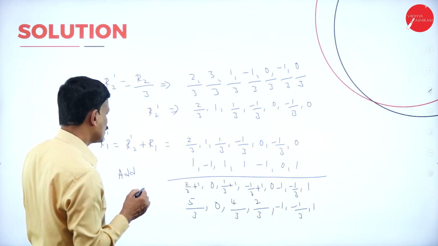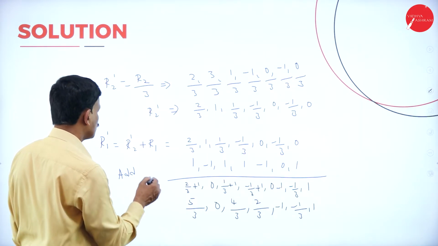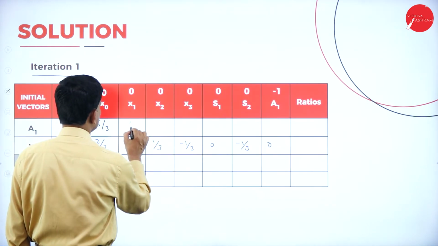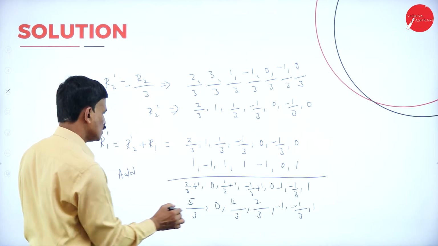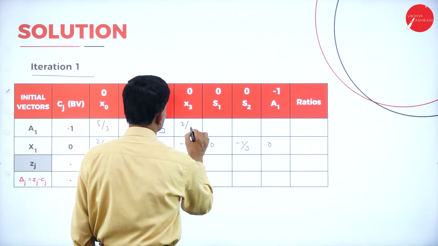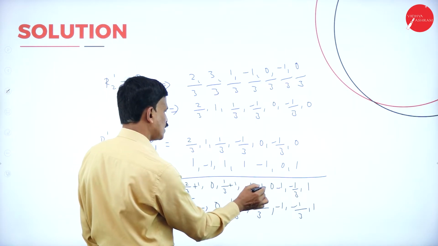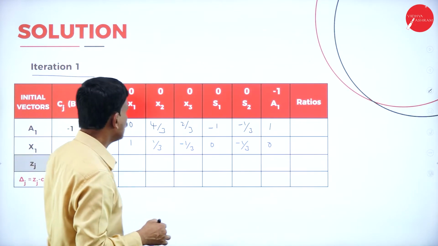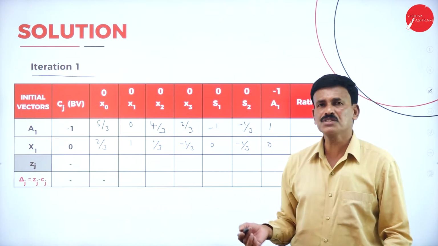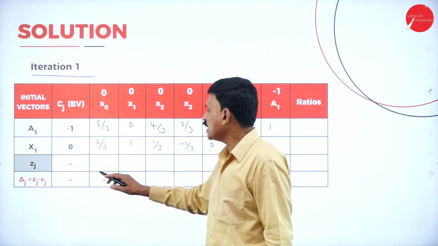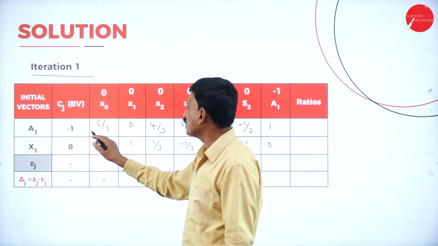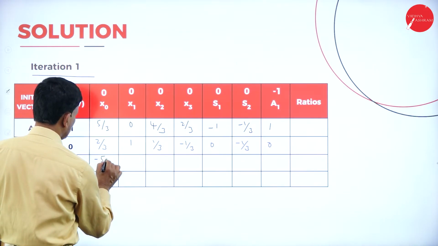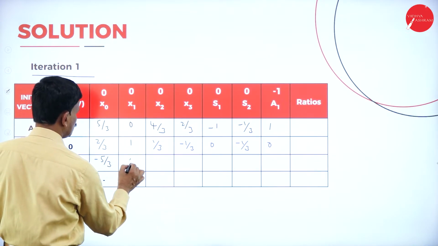This is for R1 dash. So R1 dash is equal to 5 by 3, 0, 4 by 3, 2 by 3, minus 1, minus 1 by 3 and 1. So these are the values of R1 and R2 for the first iteration table. Now as usual, find out the value of Zj and delta j. Now what is Zj? Multiply this. Minus 1 into 5 by 3 plus 0 into 2 by 3 is minus 5 by 3 as it is. Minus 1 into 0 is 0, this is 0.